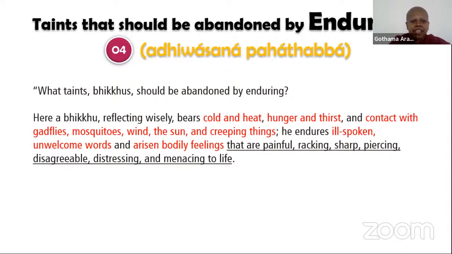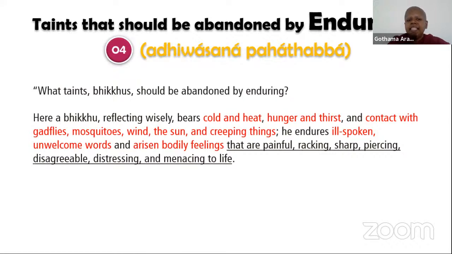Here, a bhikkhu, reflecting wisely, bears cold and heat, hunger and thirst, contact with gadflies, mosquitoes, wind, sun, creepers, and so on. So, what are these things? Ill-spoken, unwelcome words, and bodily feelings that arise that are painful, sharp, piercing, disagreeable, distressing, menacing to life. I don't know that word. It's like life-threatening pains.